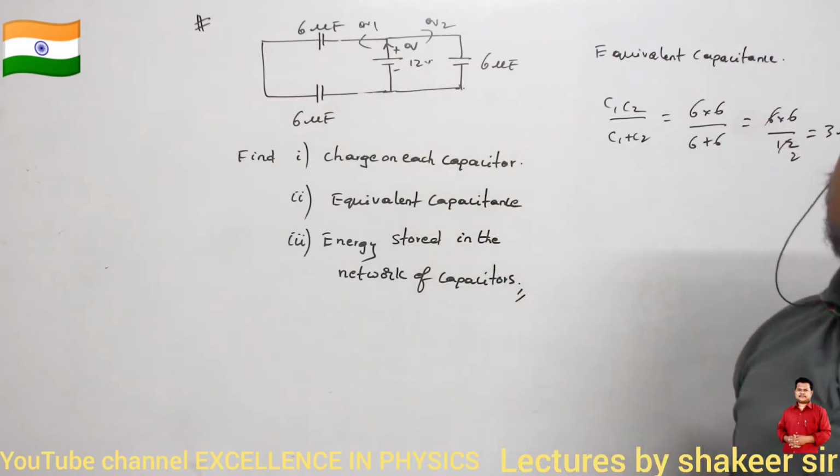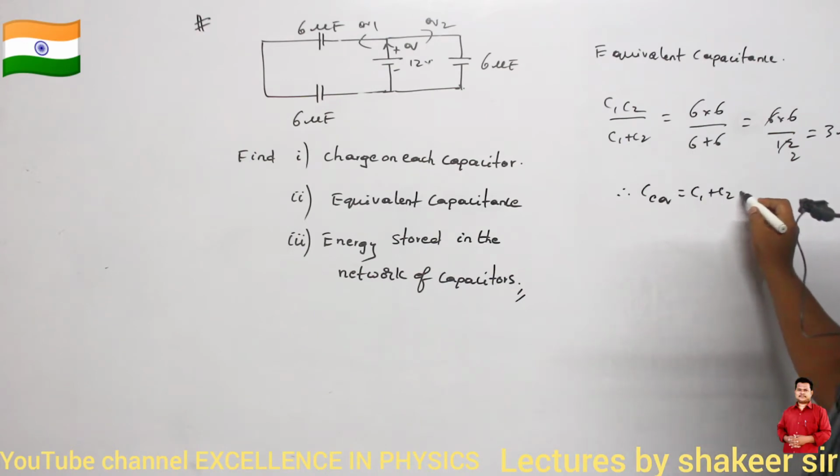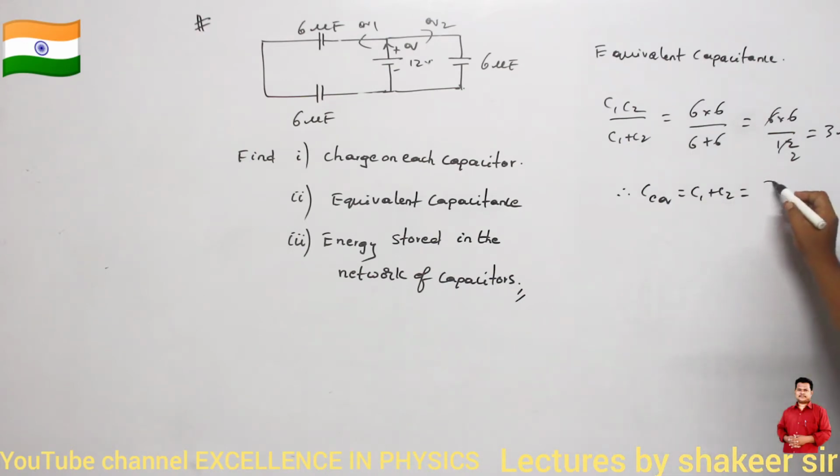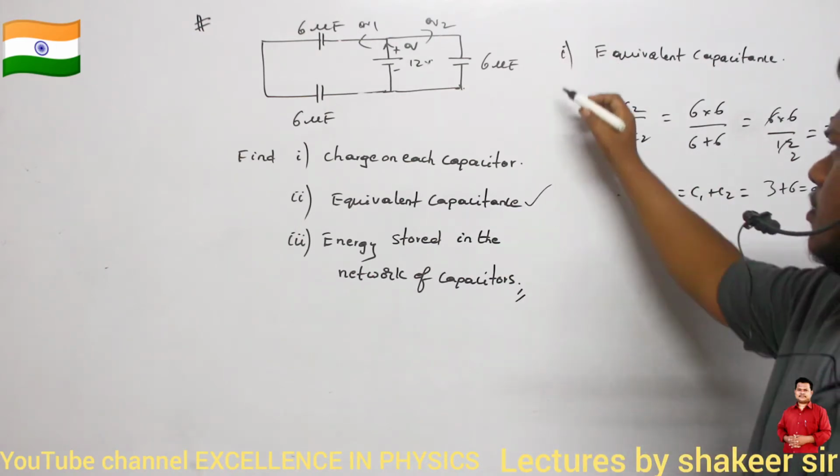And 3 and 6 are connected in parallel. So the total equivalent capacitance is C1 plus C2, as they are connected in parallel. So 3 plus 6 is equal to 9 microfarads. This is the total equivalent capacitance. So this is the answer for the first question. Clear?